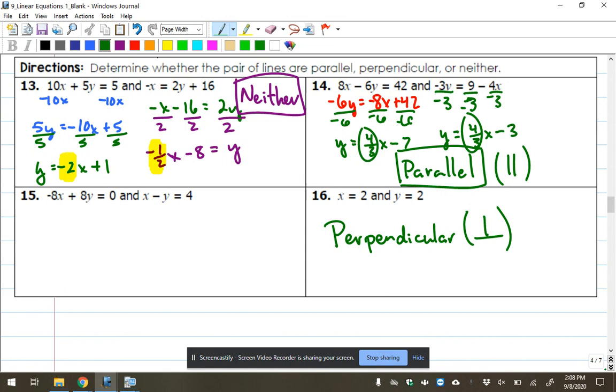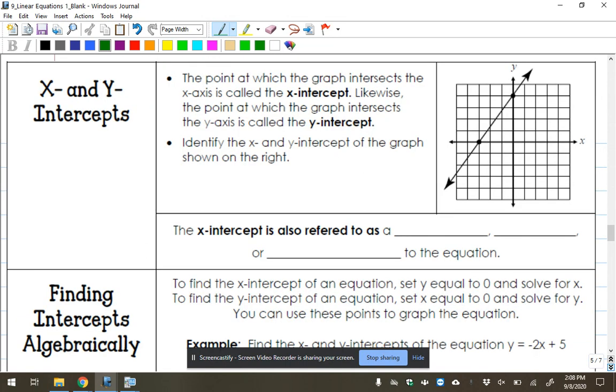All right. Next thing, x and y intercepts. Again, Algebra 1 stuff. The point at which the graph intersects the x-axis is called the x-intercept. The y-intercept's where it crosses the y-axis. Identify the x and the y-intercept in this picture that's on the right. What's the x-intercept? What's that ordered pair? Negative 3, 0. That's the x-intercept. The y-intercept would be 0, 4. Good job.